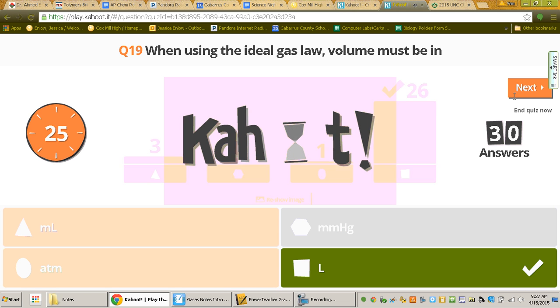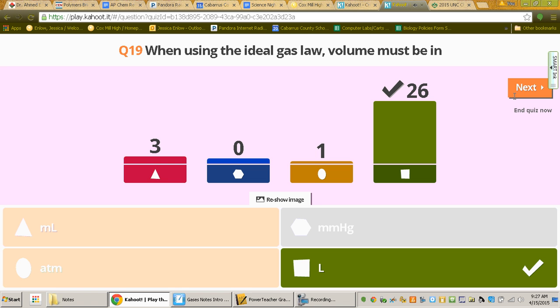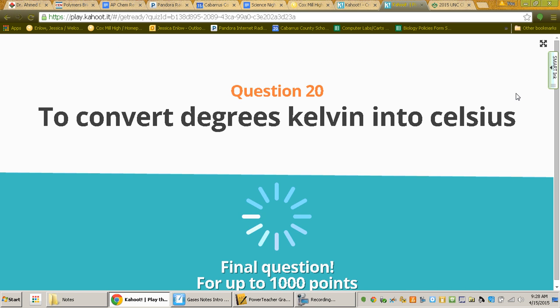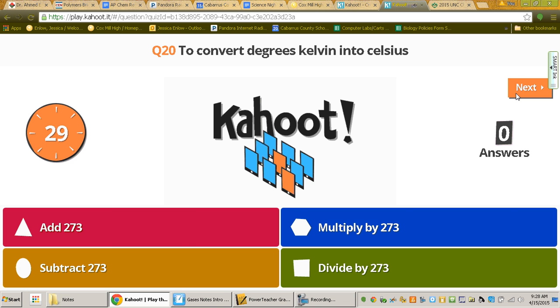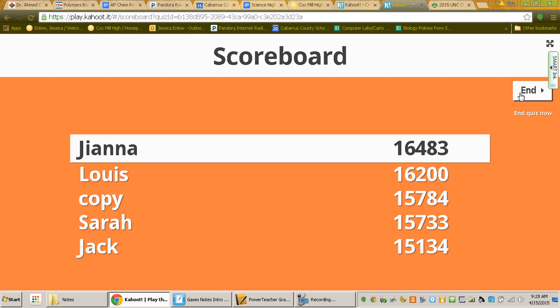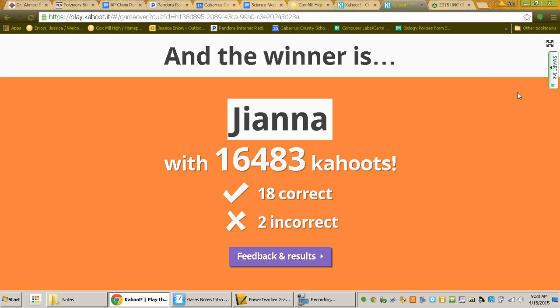Dang, you guys are fast. Good. Go, Gianna. To convert degrees Kelvin to Celsius... Okay, good. So yeah, Kelvin to Celsius, you subtract. Good. Gianna, rocket girl. Oh, Gianna, woo!